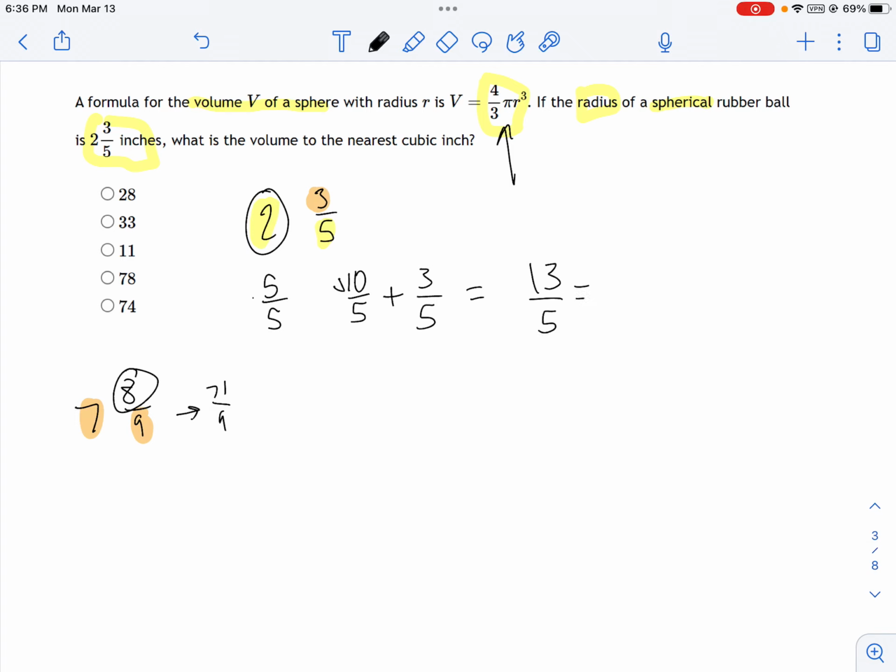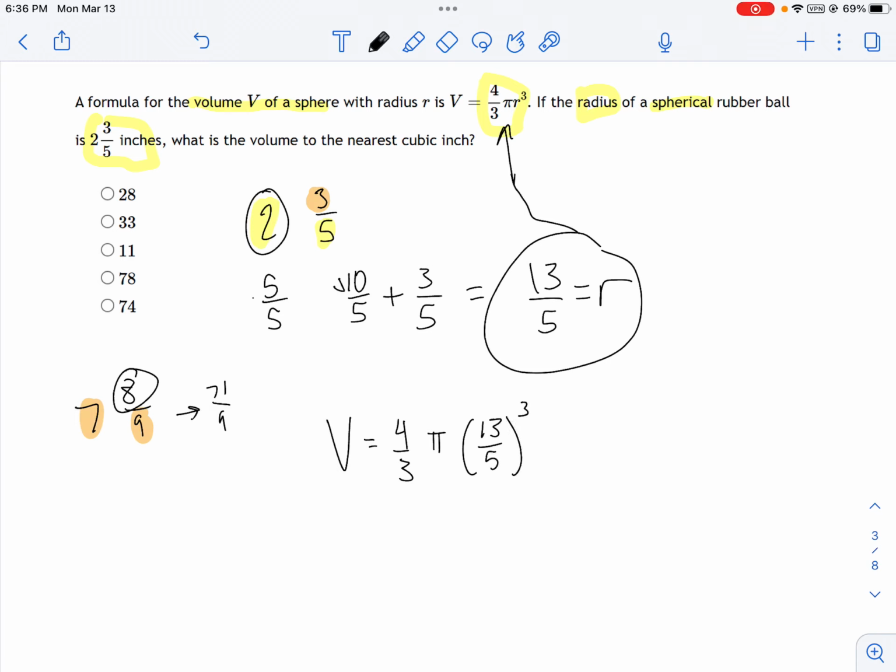So then this is your radius. We're told that 2 3/5 is the radius, and we know that 13/5 is equivalent to 2 3/5. So that means that 13/5 is the number that we plug into our r there. So our volume is 4/3 pi times 13/5 cubed.